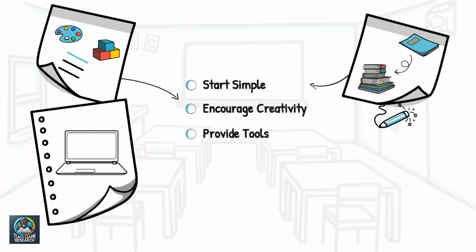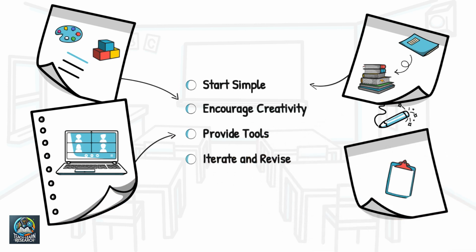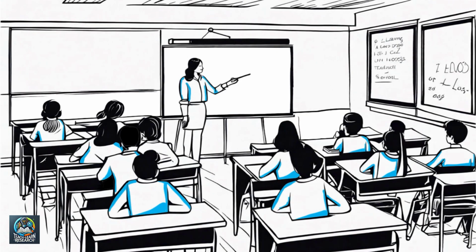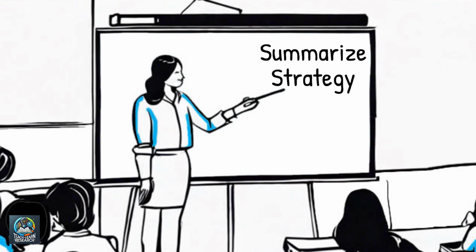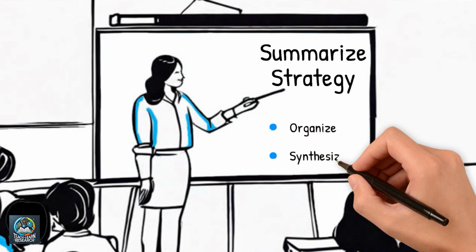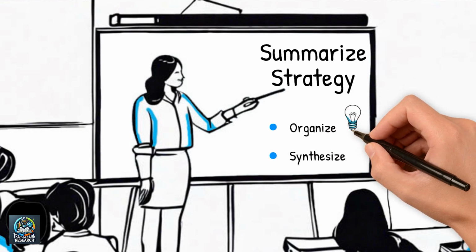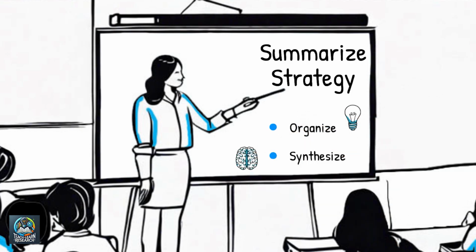Provide tools. Use digital tools and apps that facilitate concept mapping. Iterate and revise. Encourage students to revise their concept maps as they refine their understanding of the text. By regularly using concept maps as part of the summarized strategy, students can enhance their ability to organize and synthesize information, leading to deeper comprehension and retention of the material.